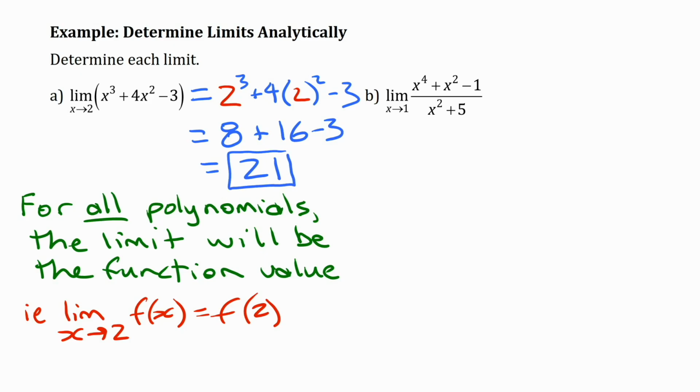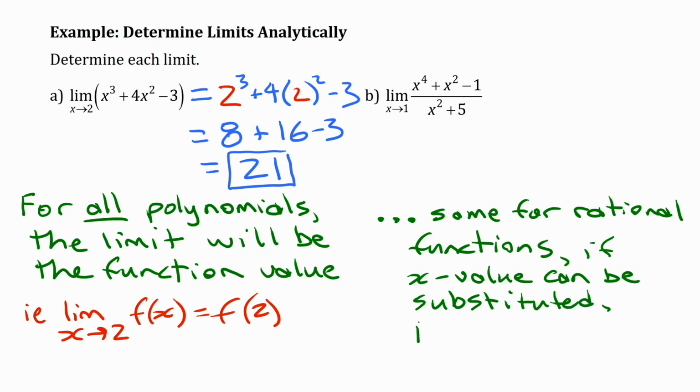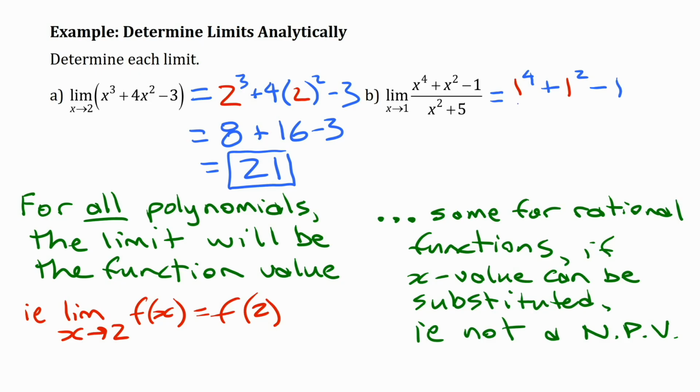Let's try the second one here, this rational function. And rational functions are continuous everywhere in their domain, so this is going to be the same as for polynomials. If the x value can be substituted, that's how we're going to work out the limit. As long as it's not a non-permissible value, that is going to be possible. So then by substitution, this limit is going to be equal to 1 to the power of 4 plus 1 squared minus 1 over 1 squared plus 5, which is on the top 1 plus 1 minus 1 is 1, and on the bottom 1 plus 5 is 6. So that limit of that rational function is 1 over 6.